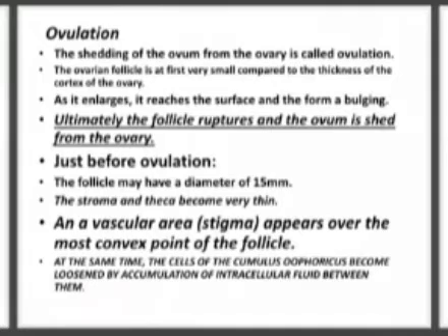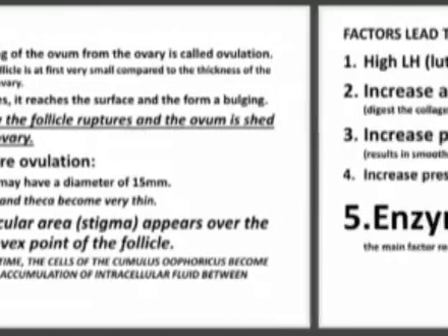The stroma and theca become very thin, and a vascular area, the stigma, appears over the most convex part of the follicle. At the same time, the cells of the cumulus oophorus become loosened by accumulation of intracellular fluid between them.